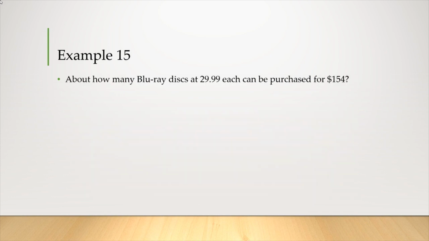Right, so here's an example of a word problem about how many Blu-ray discs at $29.99 each can be purchased for $154. Well, you could divide if you wanted to. It's a little complicated if you do it by hand, but you can always round.